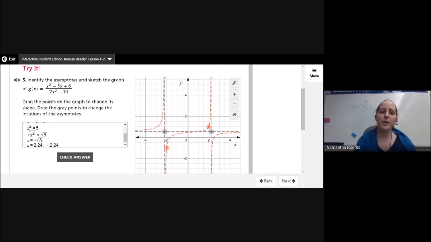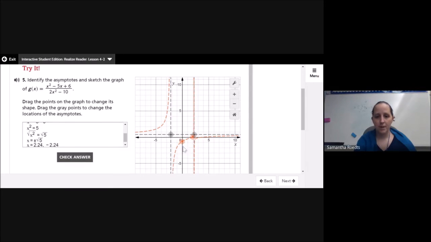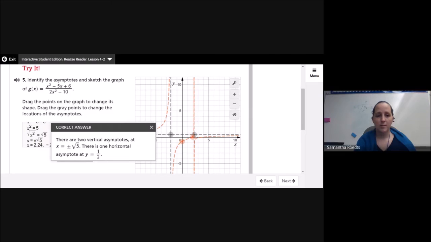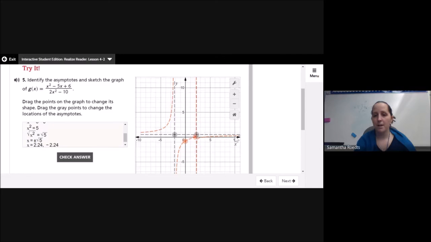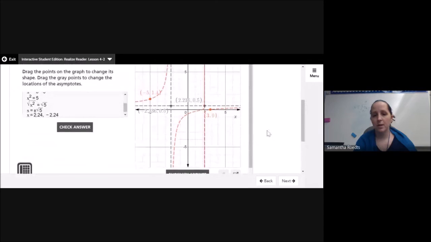Now I just need to graph the points. So here is what my graph looks like. So I have these points here. Here's my horizontal and vertical asymptotes. So vertical was plus or minus square root of 5. Asymptote horizontal was y equals 1/2. And then my graph. Okay, so I had these points here. Gives me this.